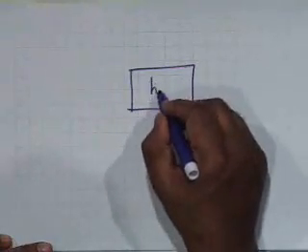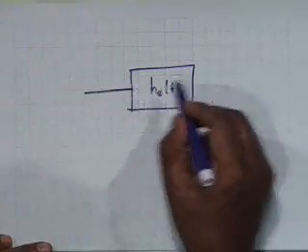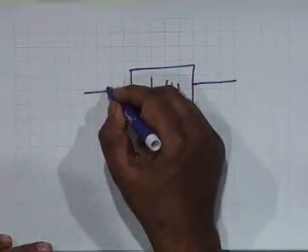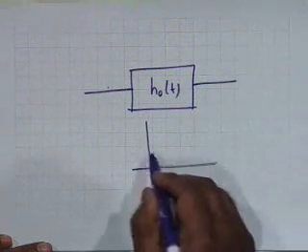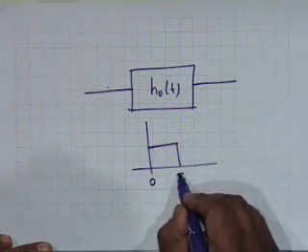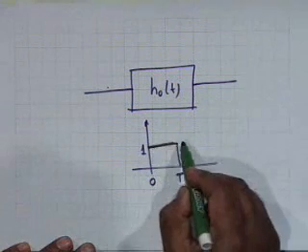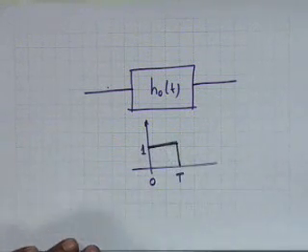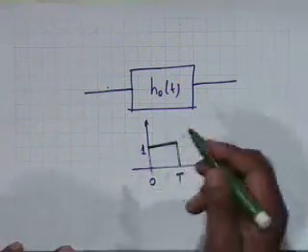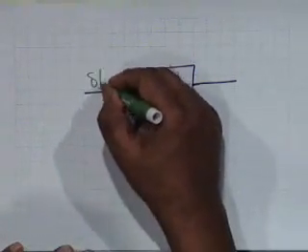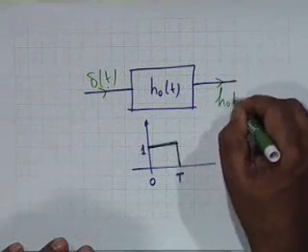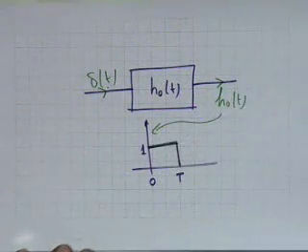Let us look at it a bit quantitatively, and for that purpose let us consider a system whose impulse response is h naught of t, and let us say h naught of t is like this: from 0 to capital T, the value is 1 here. Let us consider a system with an impulse response like this. That is, if fed with a delta t, then the output is h naught of t, which looks like this.